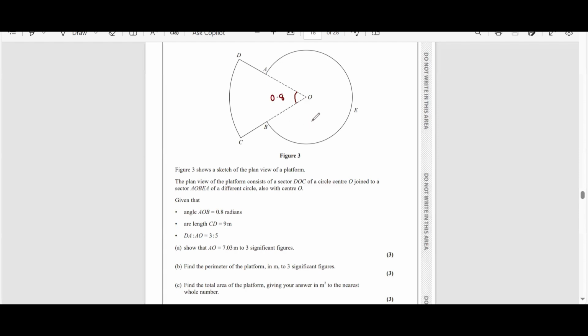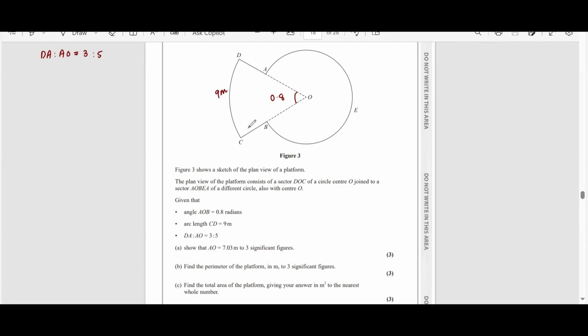Make sure that your calculator is in radians mode. Arc length CD is equal to 9 meters. So we have CD as 9 meters. DA is to AO is given as 3 is to 5. Show that AO, the radius of this circle, is 7.03.